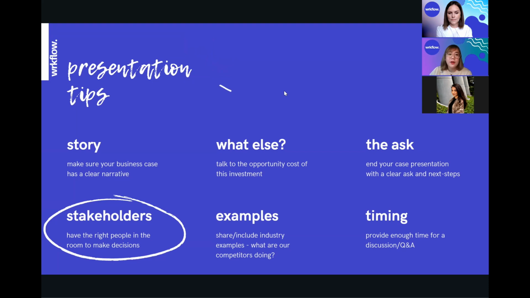And what else? As Sasha mentioned earlier, talk about the opportunity cost of this investment. What else can be done with the same budget? Could the money or resource be better spent on another project or initiative? Rather than buying an off-the-shelf HRIS, could we also consider bespoke solutions as well? So what are the other areas that could possibly be spent on?